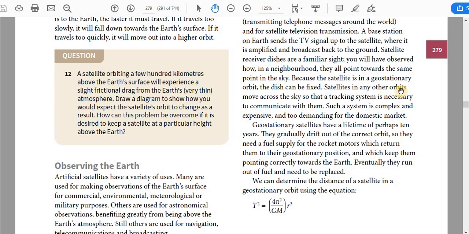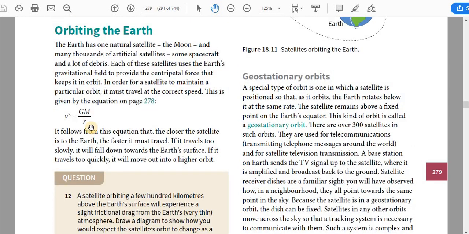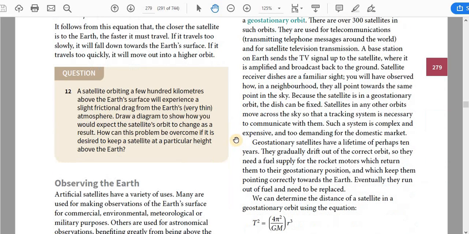Satellites in any other orbits move across the sky, so that a tracking system is necessary to communicate with them. Such a system is complex and expensive, and too demanding for the domestic market. Geostationary satellites have a lifetime of perhaps 10 years. They gradually drift out of the correct orbit, so they need a fuel supply for the rocket motors which return them to the geostationary position. So you know, we learn this equation. Now if the speed changes, then it will go out of the orbit. So again, there has to be some fuel to bring it back to the orbit and maintain that speed.